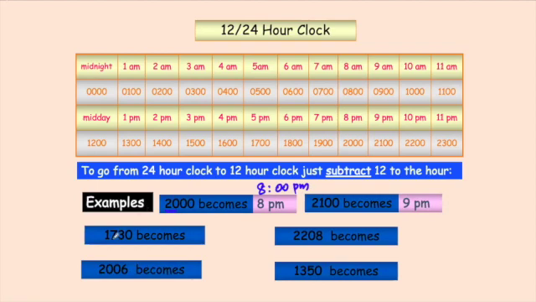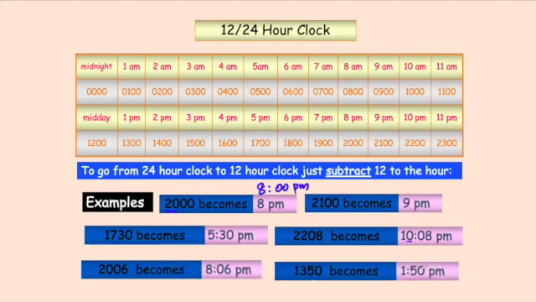17 minus 12 is 5:30 PM. 22 minus 12 is 10, 8 PM. 20 minus 12 is 8, 6 PM. And 13 minus 12 is 1:50 PM.